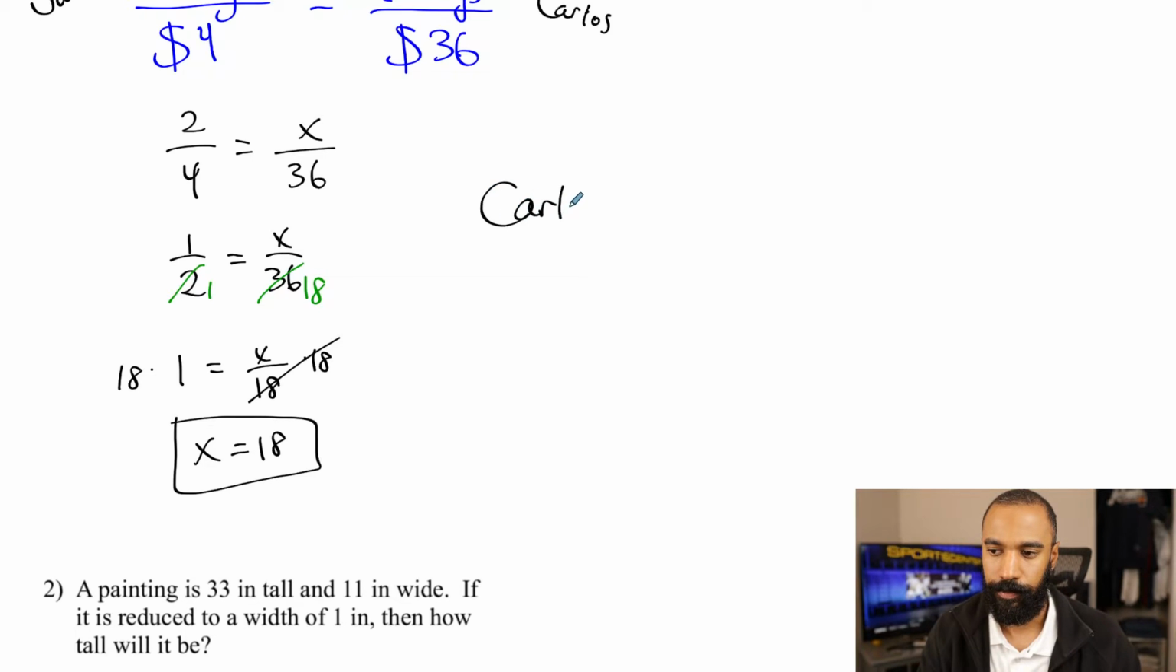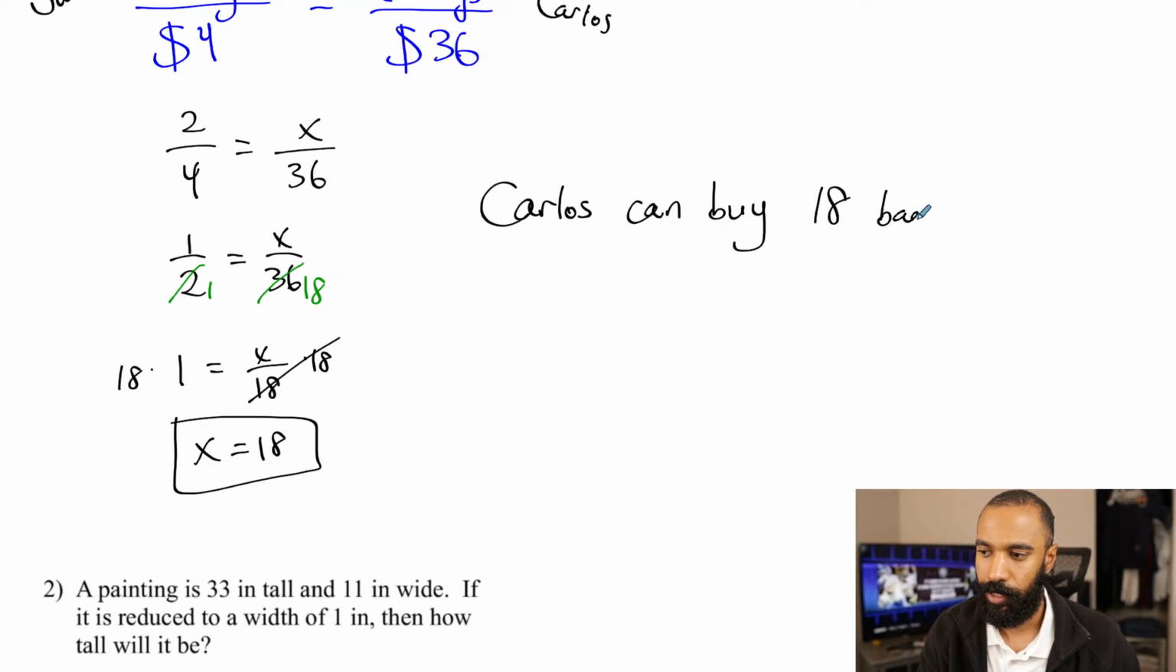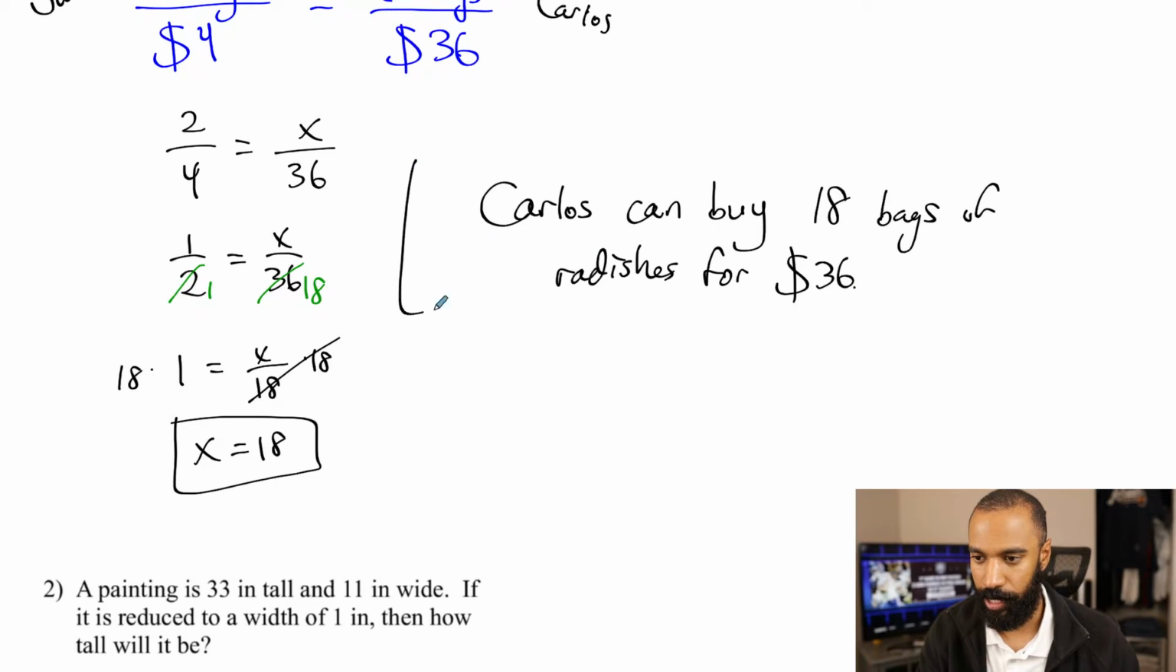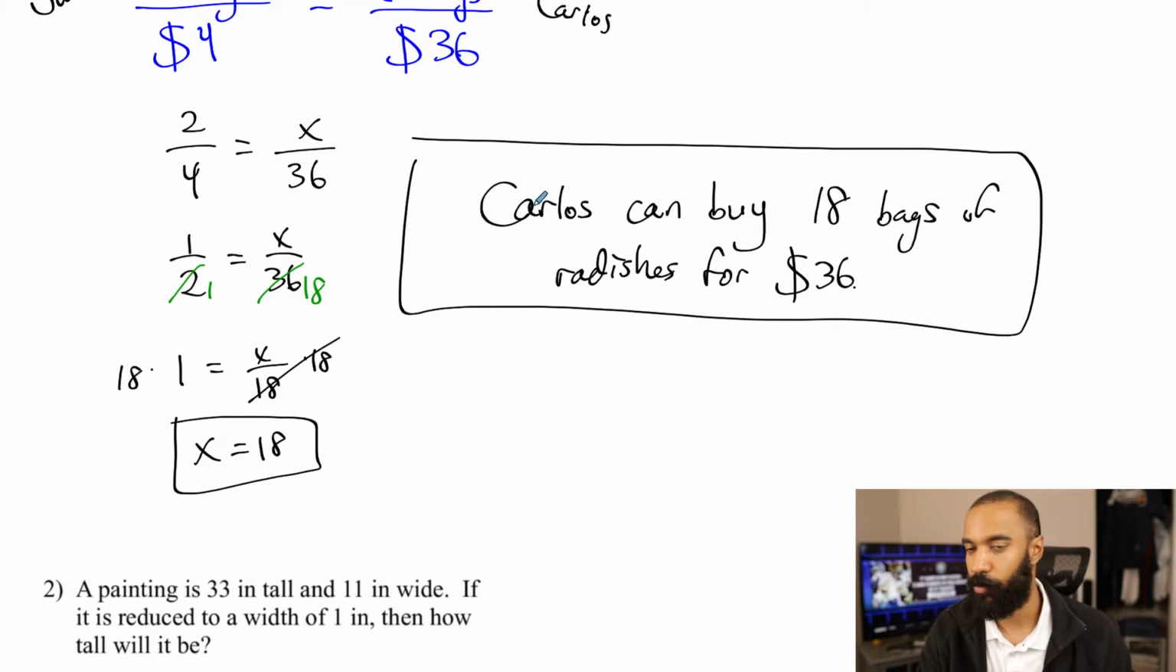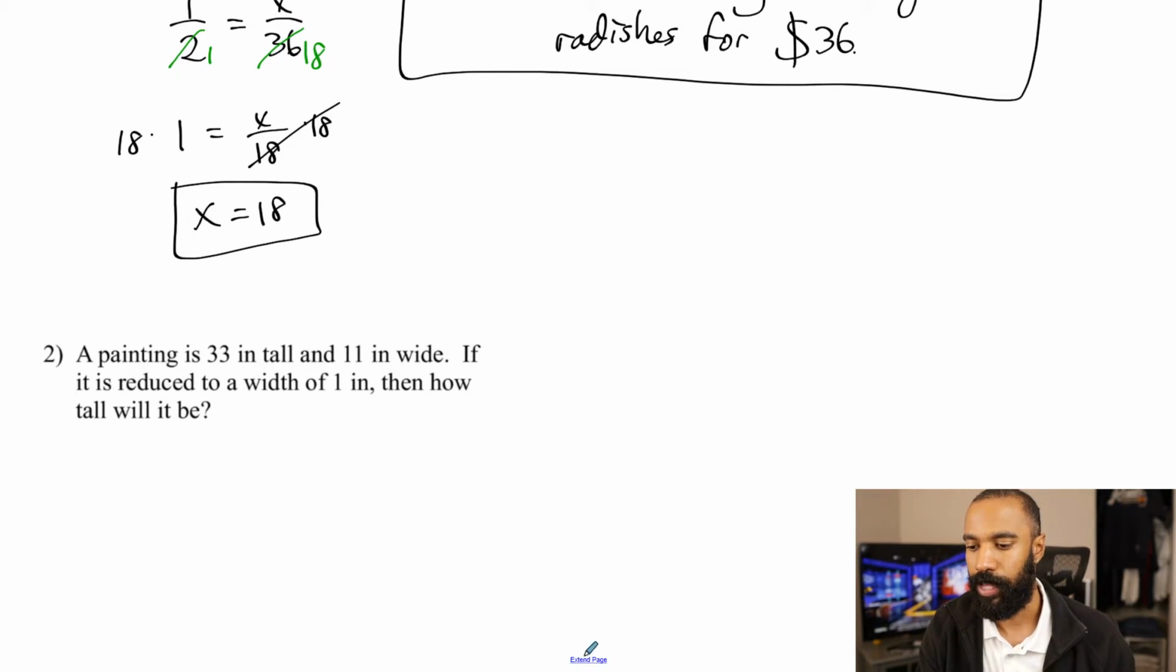So what does that tell us? Carlos can buy 18 bags of radishes for $36, assuming this rate stays the same. That's the whole idea of proportionality. We maintain a rate, and we grow or shrink the set of items, and how do things change? That's all it is.